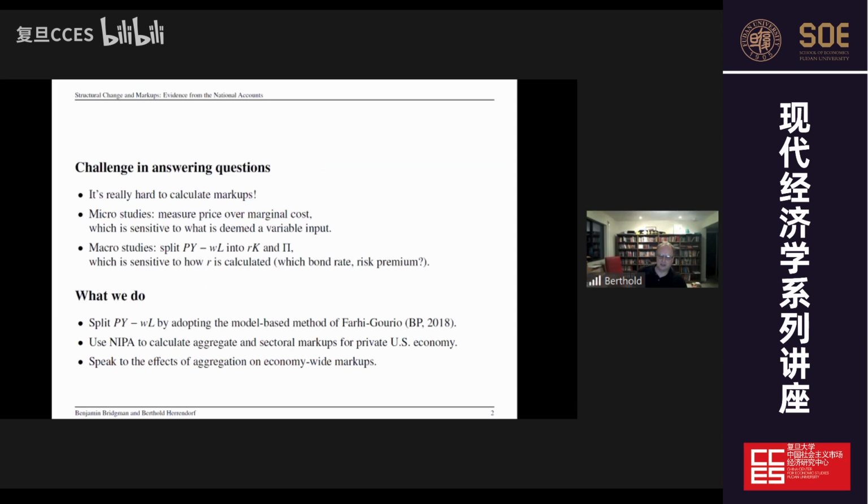We then use the National Income and Product Accounts, NIPA, to calculate aggregate and sectoral markups for the private US economy. And we speak to the effects of aggregation on the economy-wide markups.